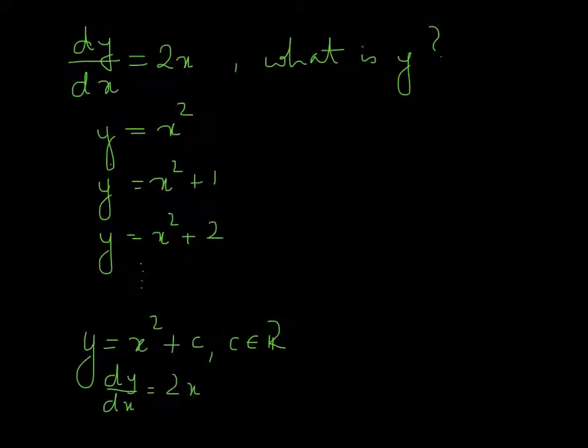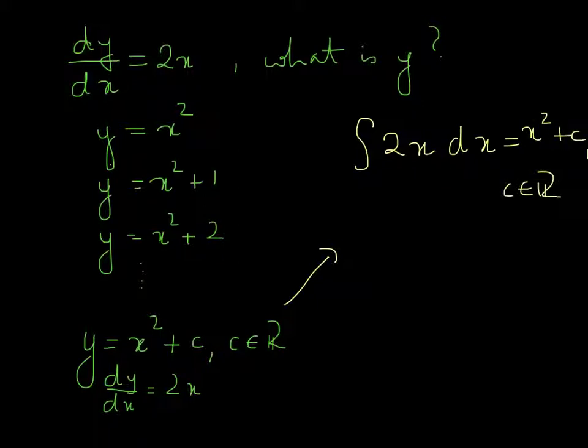We call the operation of finding the function when the derivative is given integration. And we write this as integral of 2x dx equals x squared plus c. That's a bit of a complicated formula, and there are two things coming together: this sign of the integral and dx, telling me what is the variable that I integrate by.